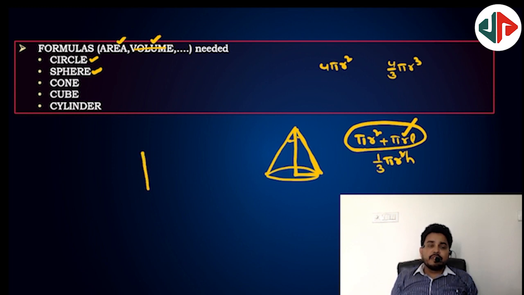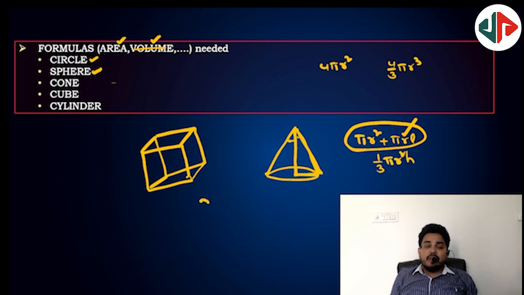Cube, each side is of x units. It's a three-dimensional one. So in this case, area will be equal to total area. Okay, so here this is one face, there are 6 faces. So total surface area is 6x square and volume will be equal to x cube.